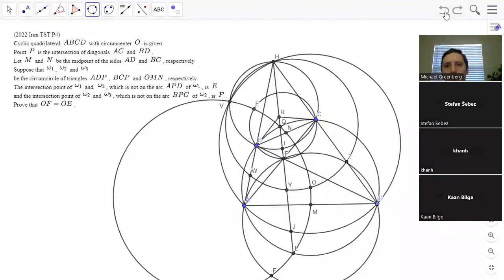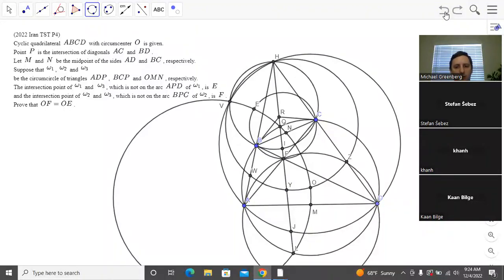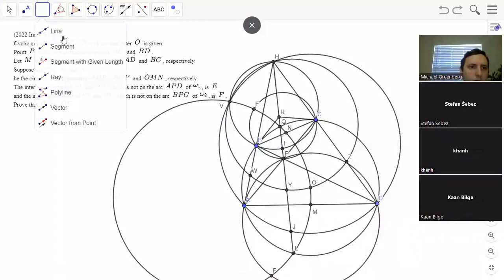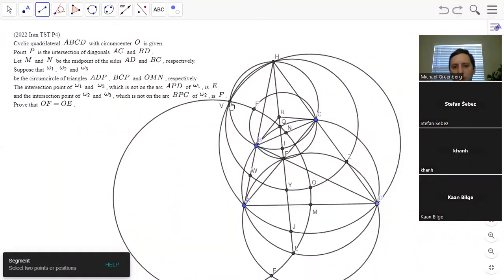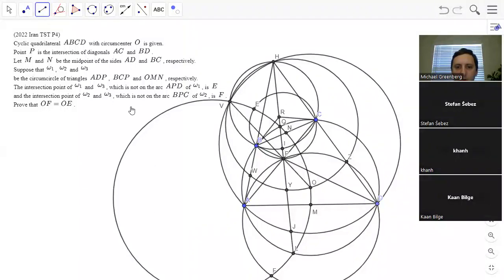And for the rest of the inversion, the intersection of OMN and BPC is also quite easy because of the Miquel point, a very standard thing, that P inverts to V in this diagram, and so BPC inverts to BHC. BPC inverts to BHC because P inverts to V. And after that, you invert just APD in the same manner, and we get that problem. Okay.